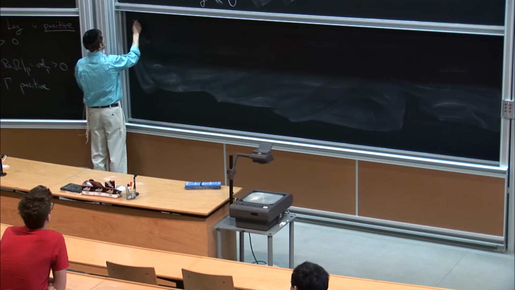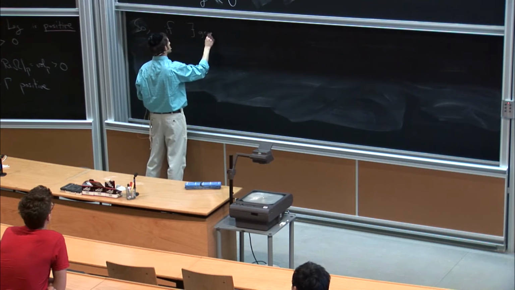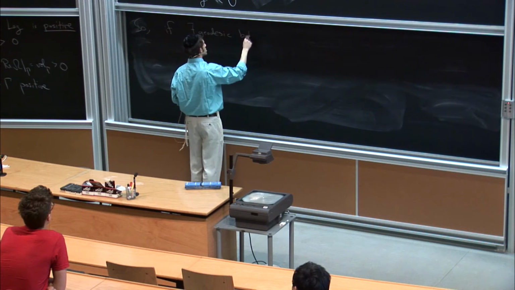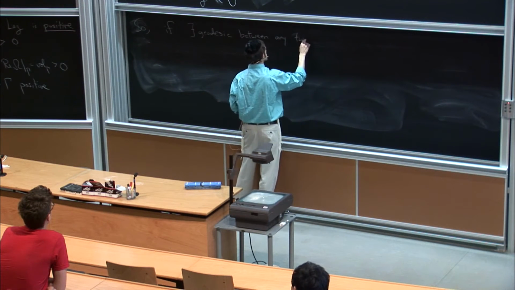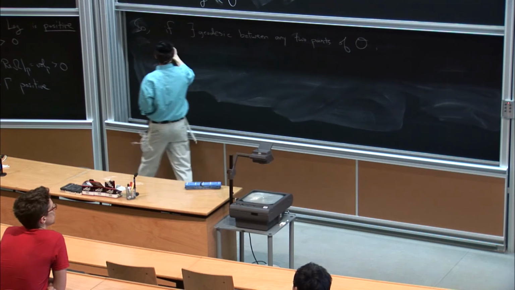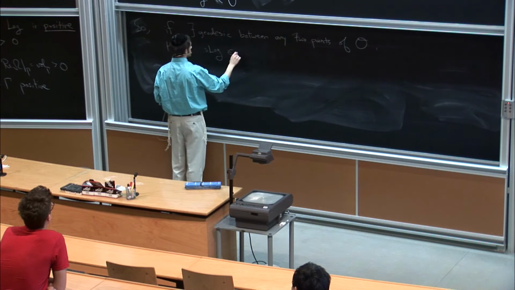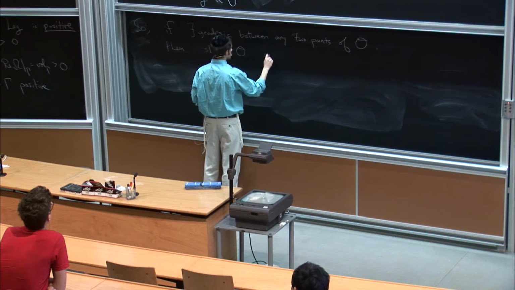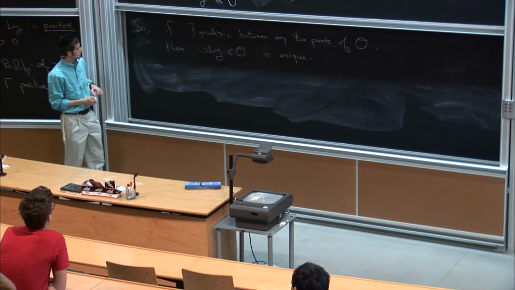So it's not really a corollary because we don't know anything about geodesics, but it's just a so. If there exists a geodesic between any 2 points of O, then a special Lagrangian inside of O must be unique. All right.